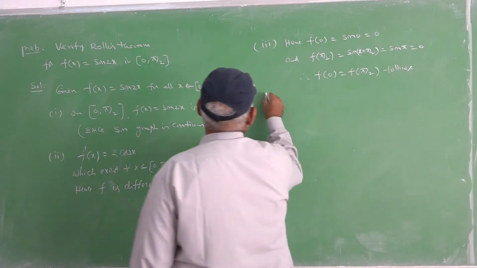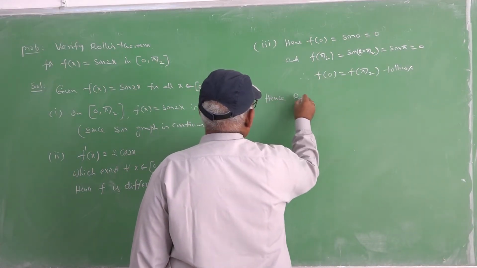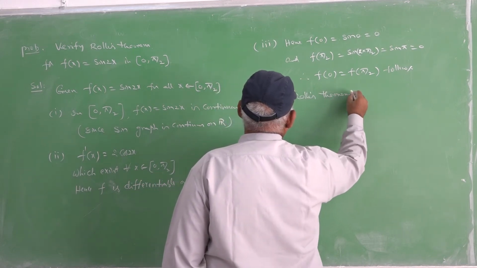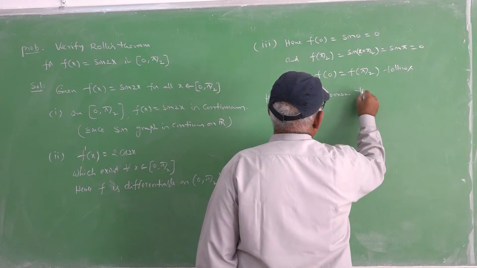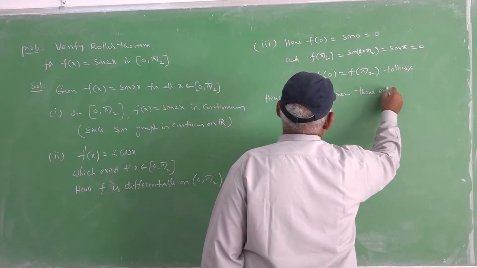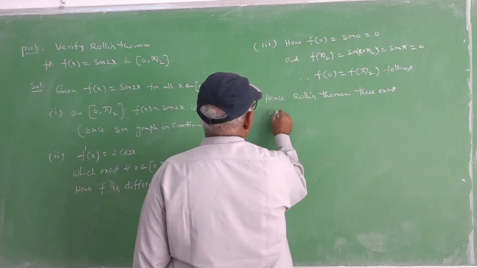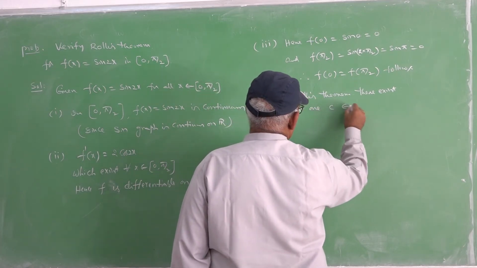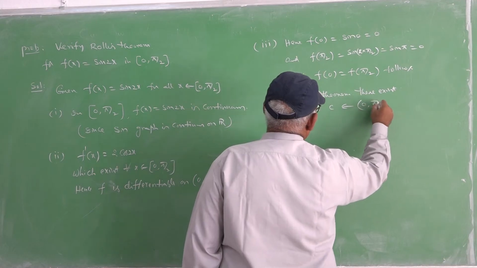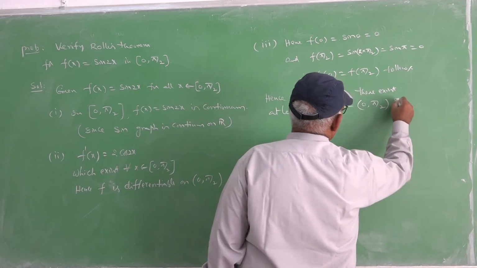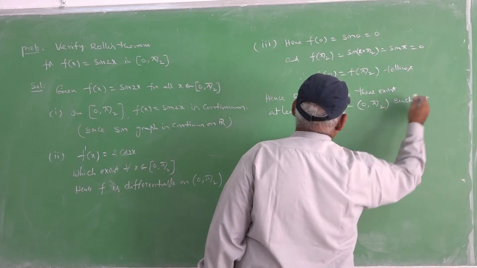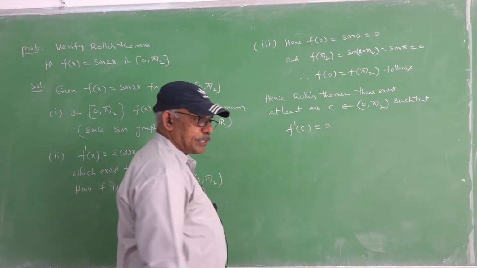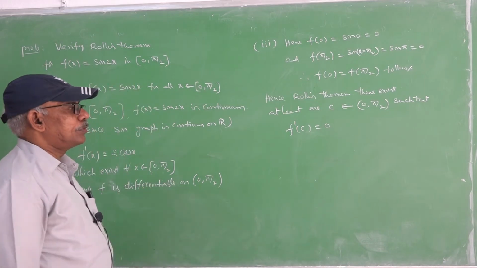Hence by Rolle's theorem, which is applicable, there exists at least one C that belongs to the open interval 0 comma pi by 2 such that f dash C is 0. There the functional derivative vanishes. f dash C equal to 0.